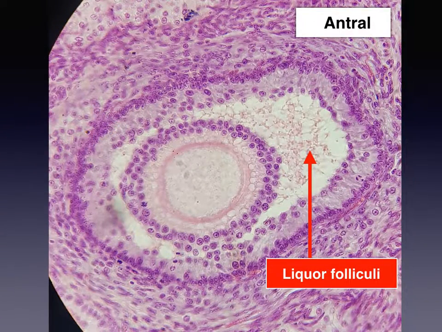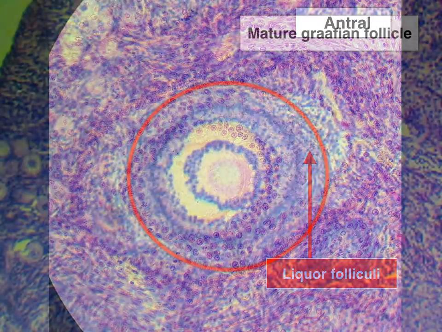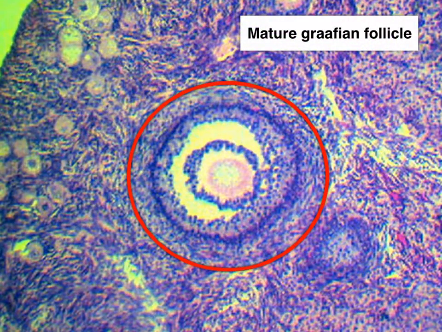Next, we have the antral stage. Characteristic of an antral stage is the presence of spaces which contains the liquor folliculi. Next stage, we have the mature graafian follicle, characteristic of which is now the spaces from the antral, which is a lot of spaces, coalesce and becomes a single C-shaped space or U-shaped space.